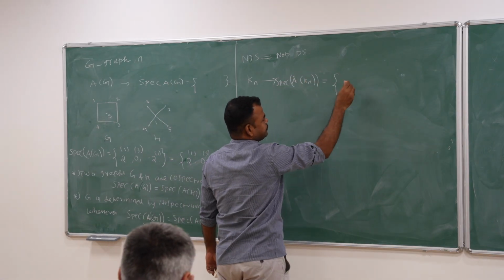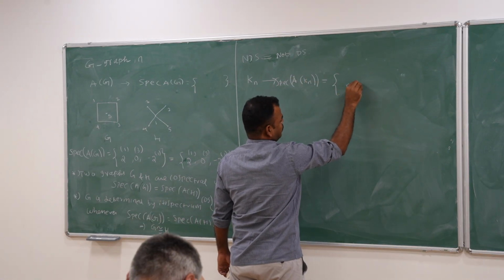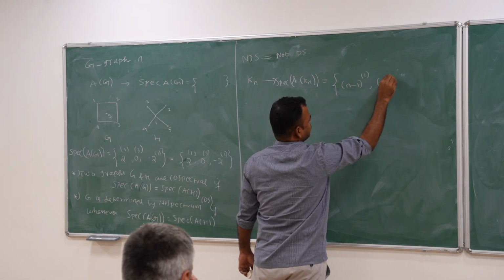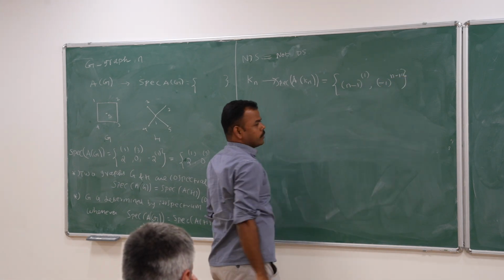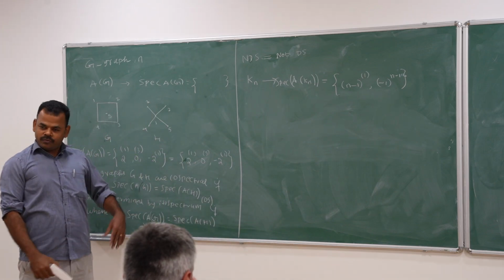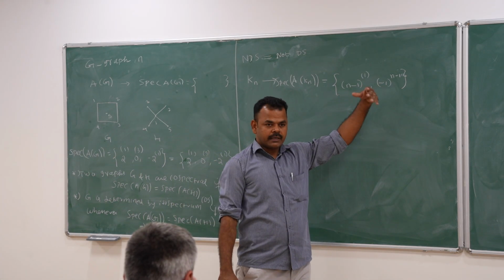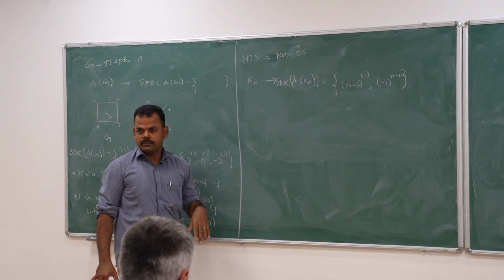You know the entire spectrum. The eigenvalues are n minus 1 with multiplicity 1, and minus 1 with multiplicity n minus 1. So if any other graph on n vertices assumes this spectrum, then the graph should be isomorphic to Kn.